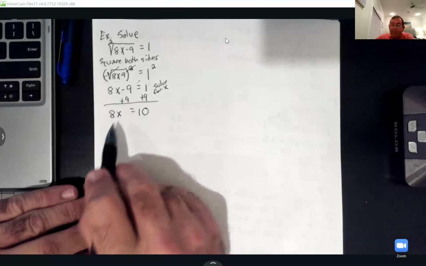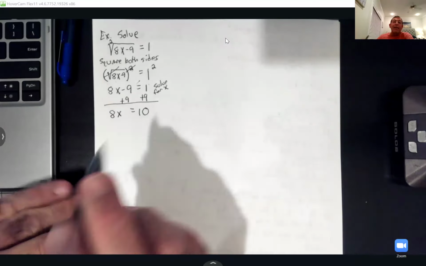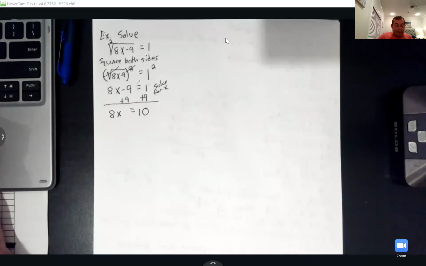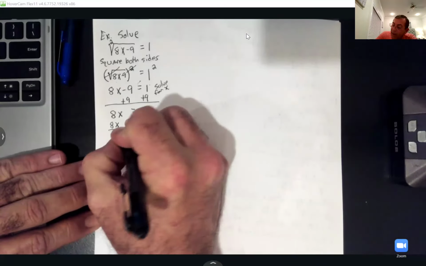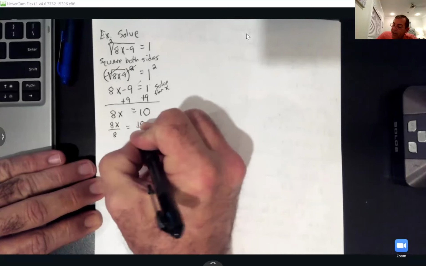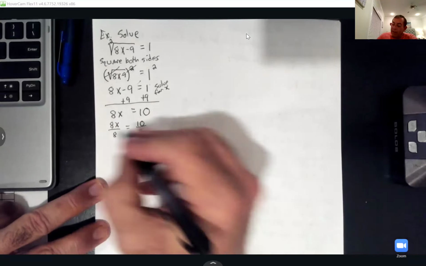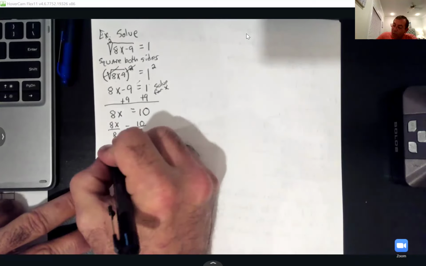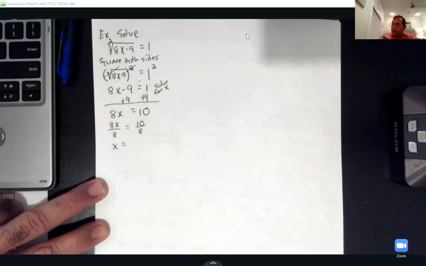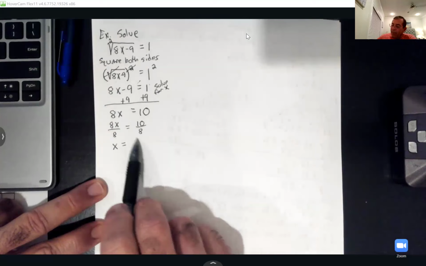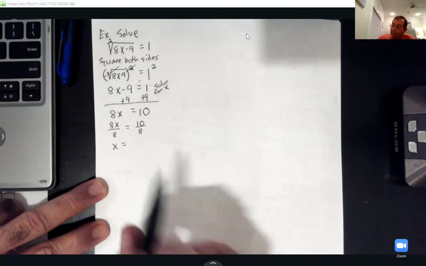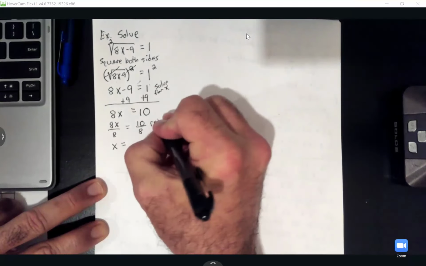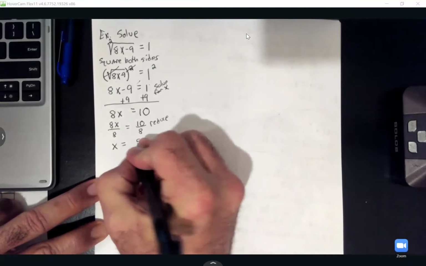Hey, y'all, last step. Divide both sides by the 8. So that'll give me 8x divided by 8 will equal 10 divided by 8. So these 8's cancel, making that a 1x. I can't divide that, but we do need to reduce this fraction. 5/4. So 5/4. Good job.